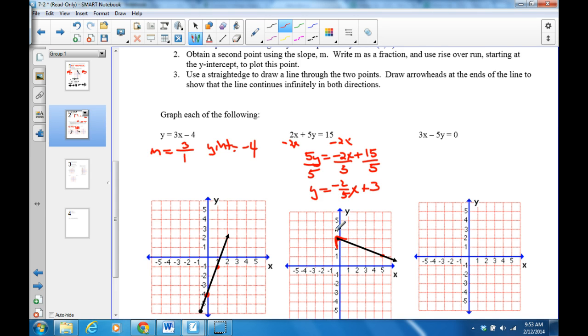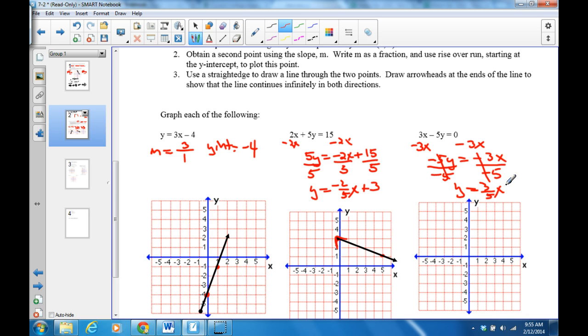Okay, for the last one, I'm going to take 1 minute. I'm going to pause this, and I want you guys to figure this out on your own. Try to graph it. Okay, take a minute to do that. So I'm solving for y here. And what you needed to do is subtract 3x from both sides. And you have negative 5y equals negative 3x. Divide by negative 5. And what happens to our negatives? They cancel, right? So this ends up being y equals just 3/5 x.